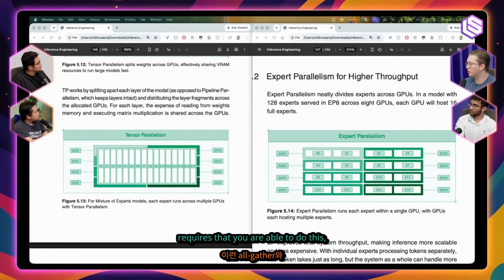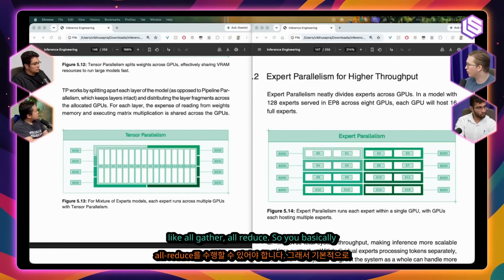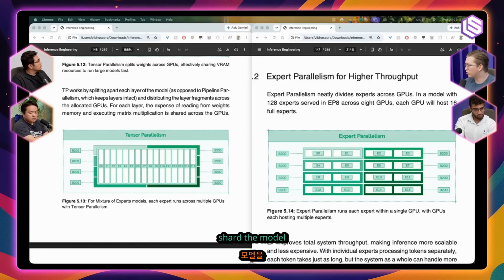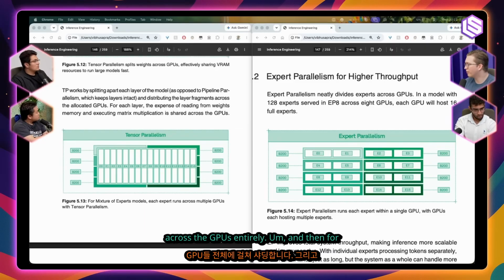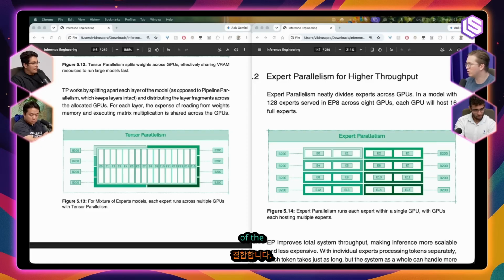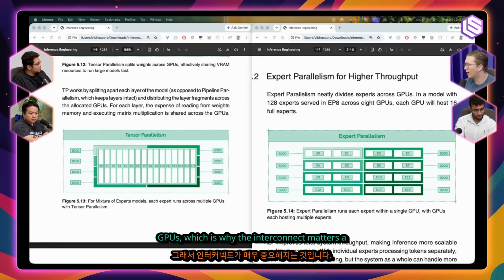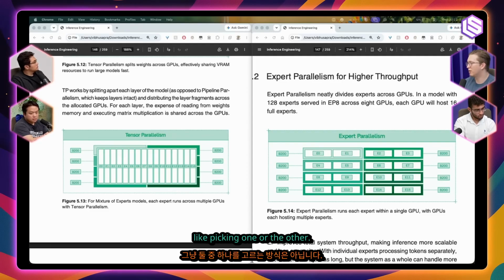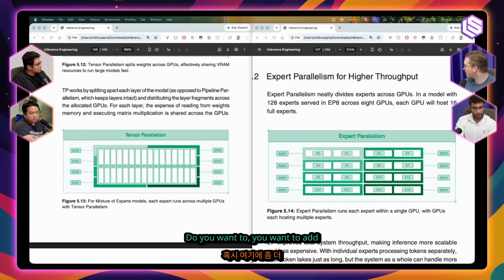Tensor parallelism requires that you are able to do this all-gather, all-reduce. So you basically shard the model across the GPUs entirely, and then for each step, you're combining the results of each of the GPUs, which is why the interconnect matters a lot. Of course, this is a very high level generalization, and there are a lot of places where it is not correct, but generally TP is helpful for latency, and in many cases you will use some combination of these two parallelisms across the model rather than just picking one or the other. Do you want to add some color there?